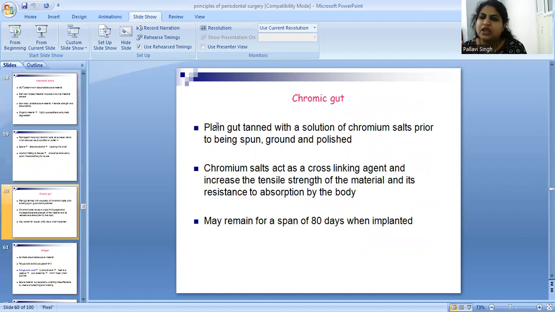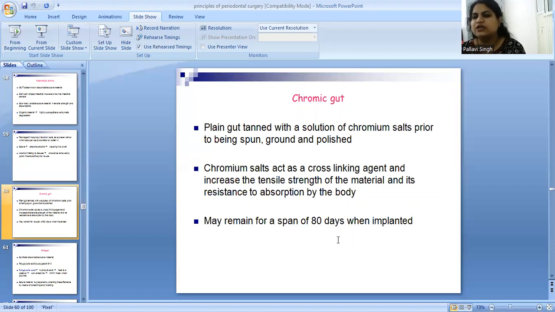Chromic gut. Plain gut tanned with a solution of chromic salts, chromium salts, prior to being spun, ground, and polished. The chromium salt basically acts as a cross-linking agent and increases the tensile strength of the material and its resistance to absorption by the body. It may remain for a span of 80 days when implanted.